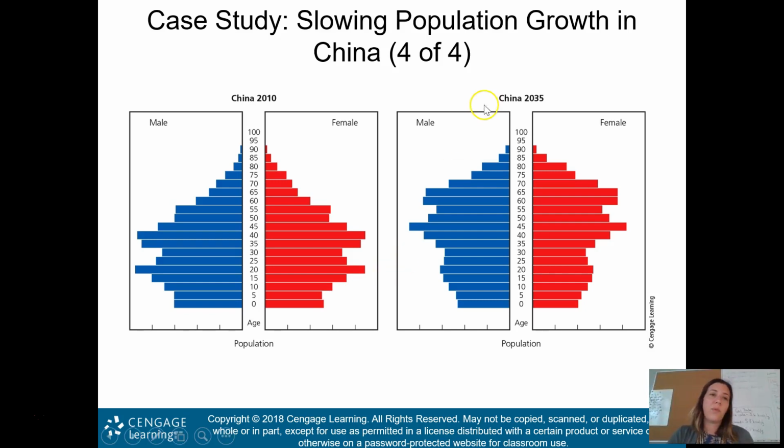Okay, so here's just what China's age structure diagram looked like in 2010. And you can see here projections for 2035. You have a much smaller cohort down at the pre-reproductive age and also the reproductive stage, and the post-reproductive stage is very large.